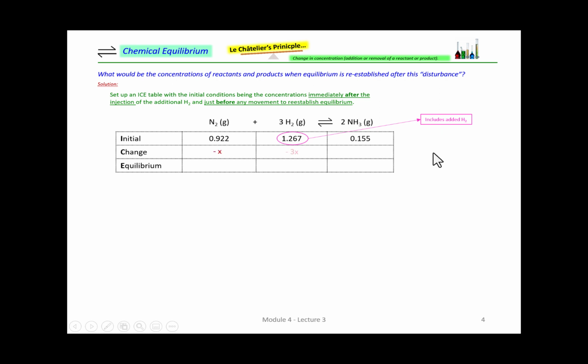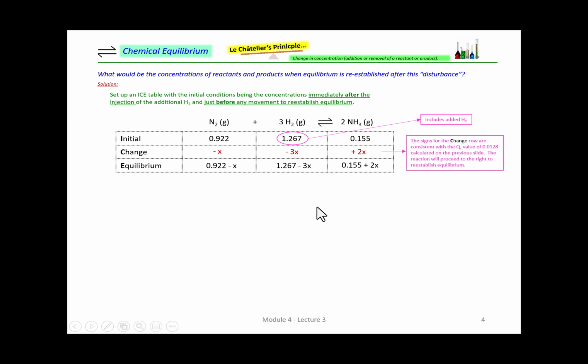The change row, of course, would be minus x, minus 3x, and plus 2x, from the coefficients in the balanced equation. But also we established previously that the reaction will shift to the right to reach equilibrium. So these would be the right signs for x. And now we just fill in the table as we would for problems that we saw in the previous lecture.